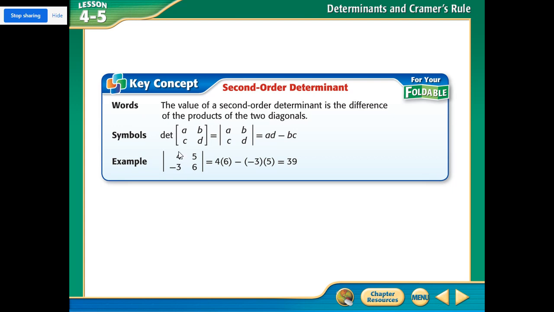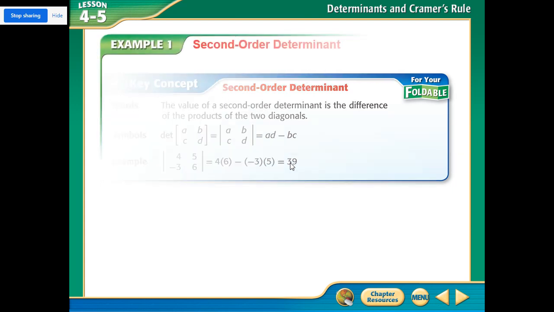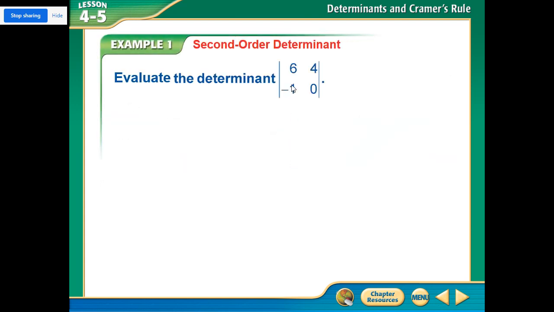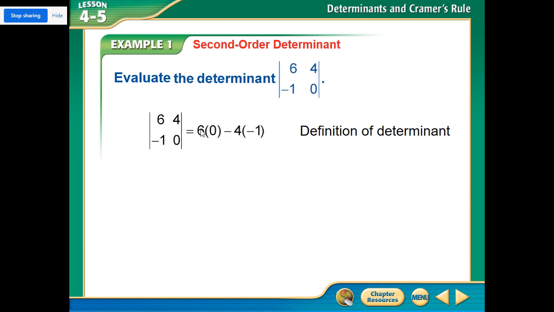So here down is 24, up is negative 15, so 24 minus the negative 15 is 39. So let's go ahead and try one here. All right, so zeros are really nice in determinants because they're going to make the multiplication real easy. So we're going to multiply the diagonals and then do down minus up. So 6 times 0 is of course going to give us 0. Then negative 1 times 4 is going to be negative 4, so 0 minus a negative 4, or 0 plus 4, which gives us 4 as an answer. Real easy.